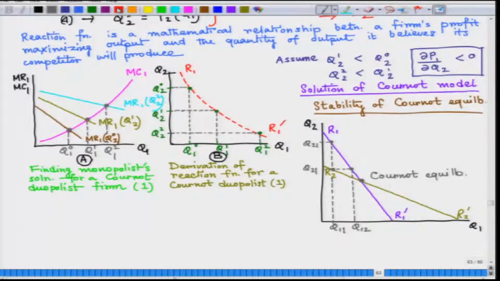So, basically what we see is a journey from here to here, and then from here to there, then again from here to here, and finally it converges to the Cournot equilibrium point. So, the Cournot equilibrium, if it exists, is a stable equilibrium. Okay. So, now we are in a position to state the second order conditions of the Cournot equilibrium.